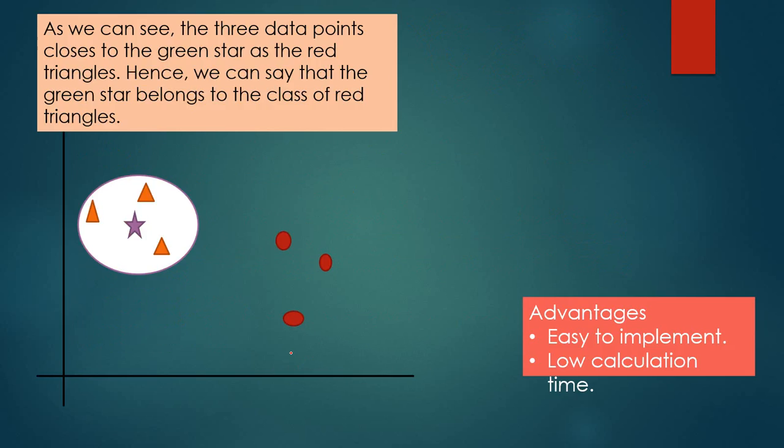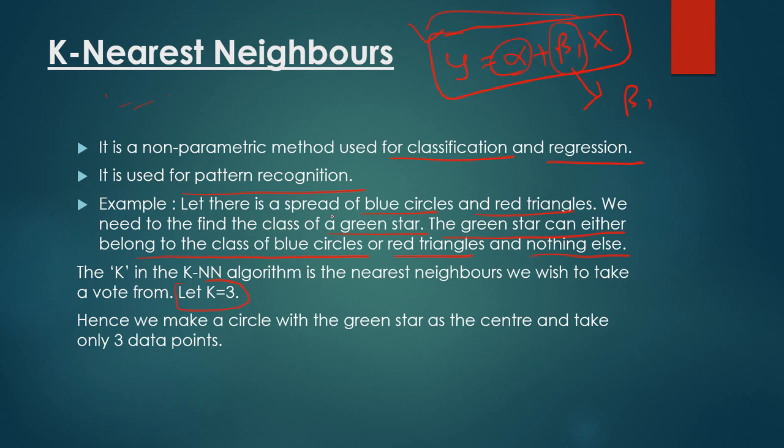Okay, so this is an example. If there is a spread of blue circles and red triangles, we need to find the class of a green star. The green star can belong either to the class of blue circles or red triangles and nothing else. Now k in the k-NN algorithm is the number of nearest neighbors we take a vote from, and let's consider k equal to 3. Hence we make a circle with the green star as the center and take only 3 data points. So k in this case is 3.